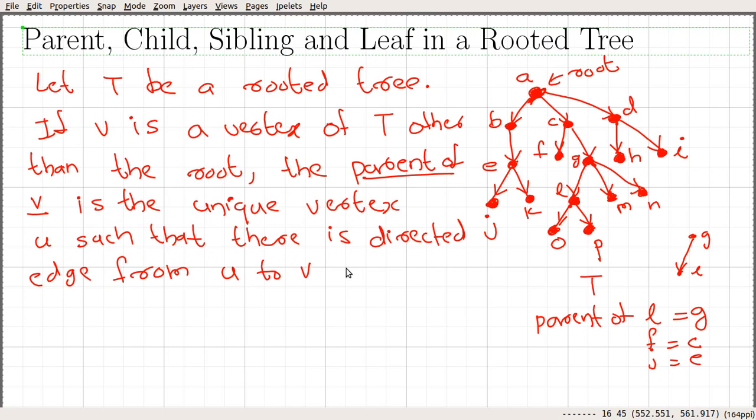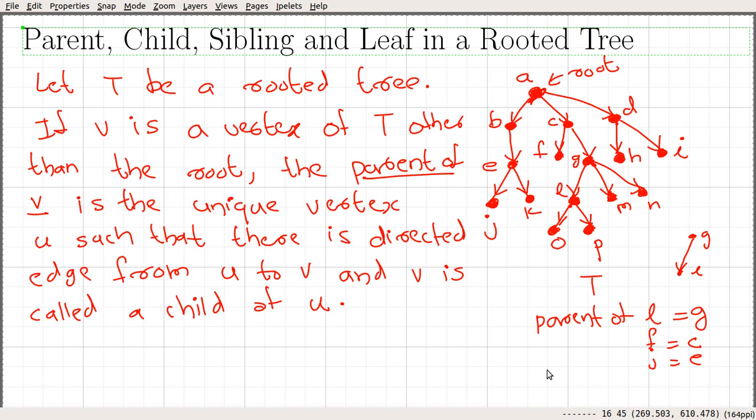The parent of a vertex V is the unique vertex U such that there is a directed edge from U to V, and this V is called a child of U. In this case the parent of L is G, and that says the child of G is L. The child of C is F, and another child of G is M, and so forth.